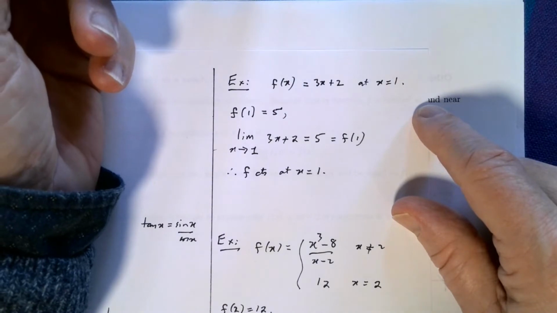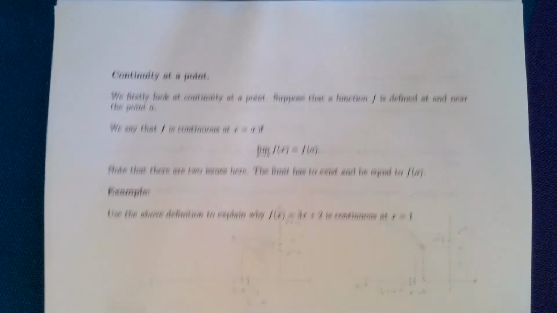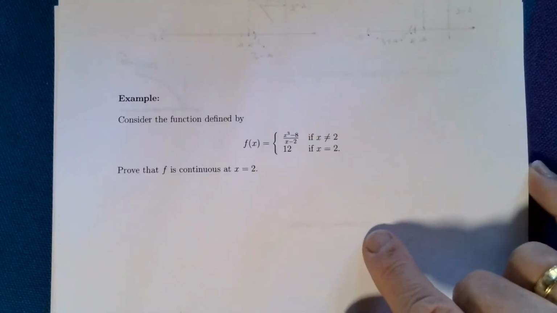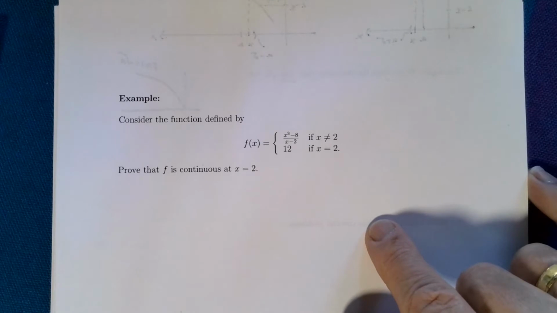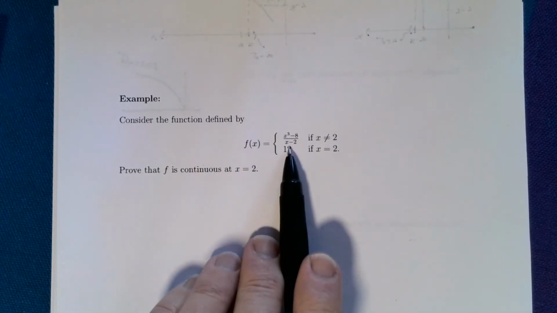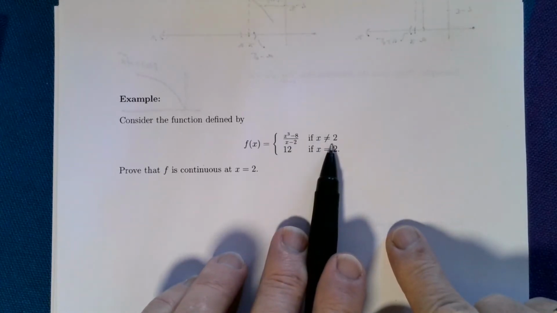And that's all we have to do there. That's pretty easy. There's a slightly more intricate example, but not very much more difficult, is this one. It's a split definition function. Here we've got the function x cubed minus 8 on x minus 2, if x is not equal to 2.